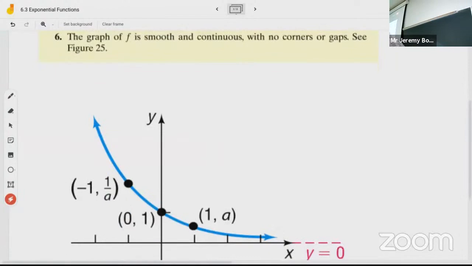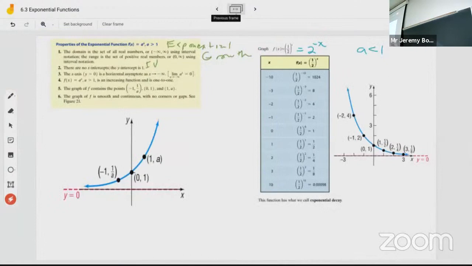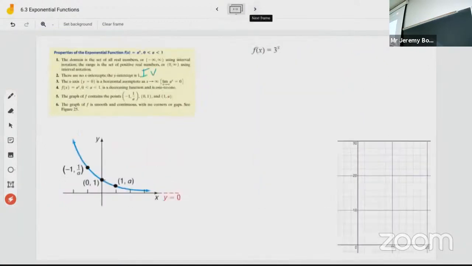I always think about exponential growth like you're on a roller coaster and you're just shooting up. And then exponential decay is like you're coming back down. So it's like one ramps you up and the other one brings you back down.